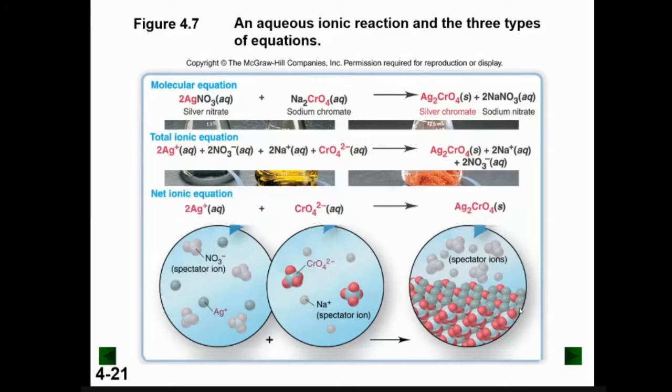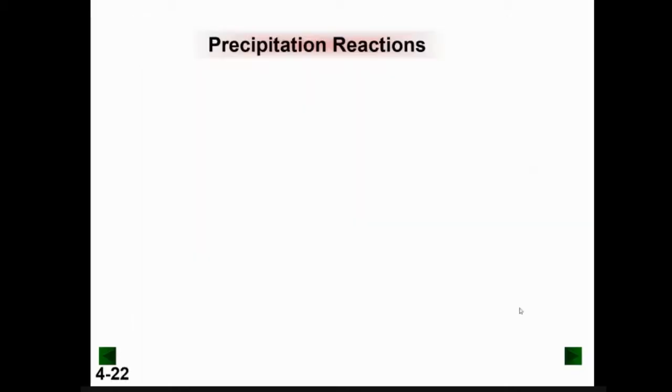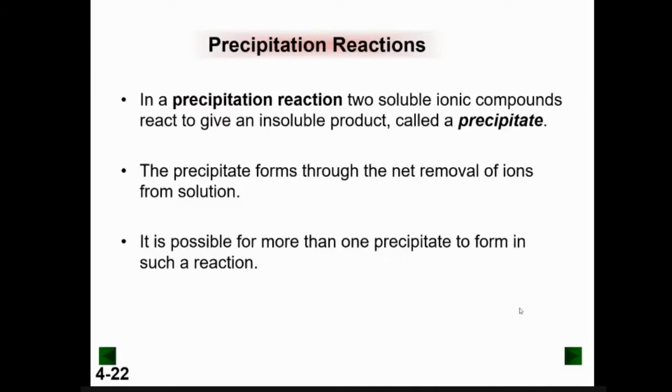And here are 3 types of equations. Molecular, which we use to balance it. Ionic or total ionic shows you how everything's broken apart in water, what it really looks like. And the net ionic eliminates the spectator ions and shows you what's really happening. Okay, so these are precipitation reactions. We basically take 2 soluble substances dissolved in water, aqueous, mix them together and form a precipitate.